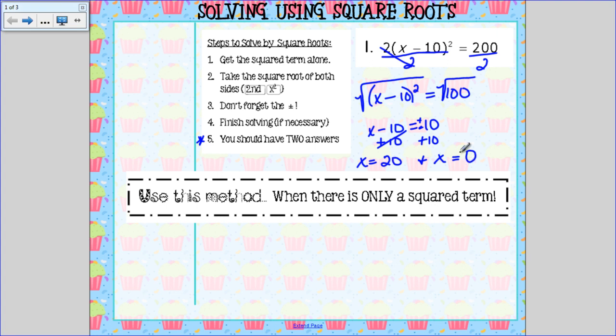What that means is that if I graph this function on my calculator, it's going to cross the x-axis where x equals 20 and again where x equals 0. That's where my parabola will have solutions. It's where it'll cross the x-axis.